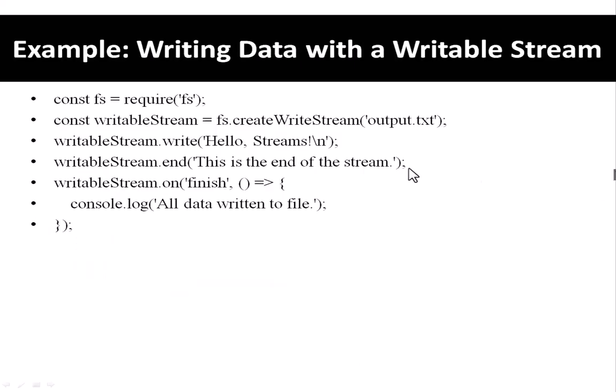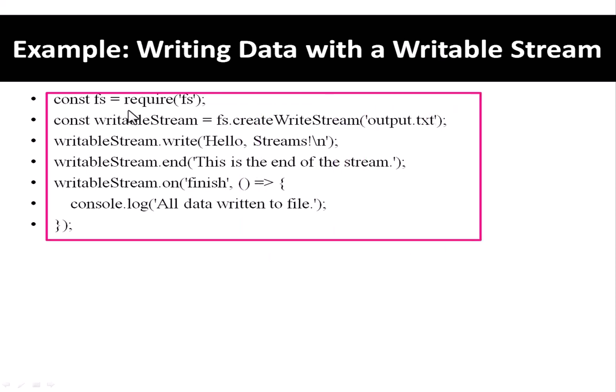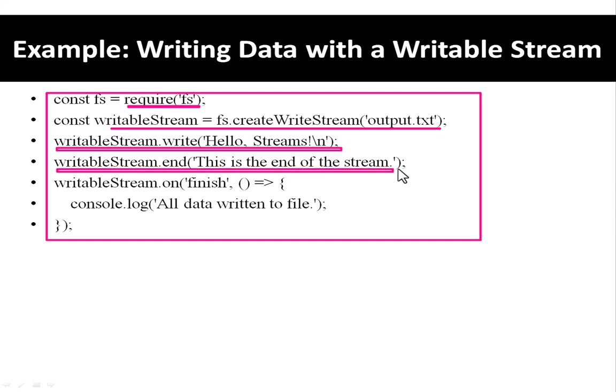Next, writing the data. In order to write the data, we are using a writable stream. In the previous program we have not used any function, and here you are going to use an arrow function. Finish is a function, where on writable finish you print end of the stream, all data is written to the file. And what you want to write, you write the content hello streams. This is the content you are going to write, and it is going to be stored under the file output.txt.